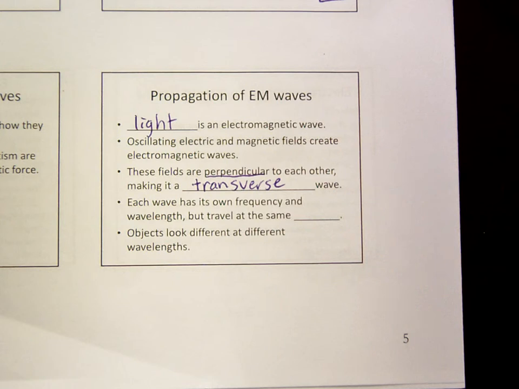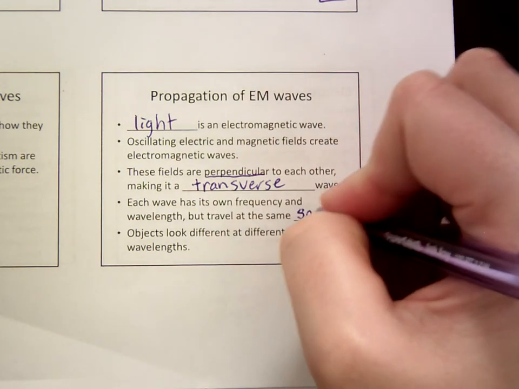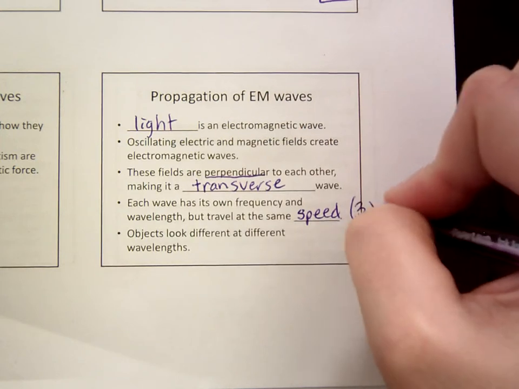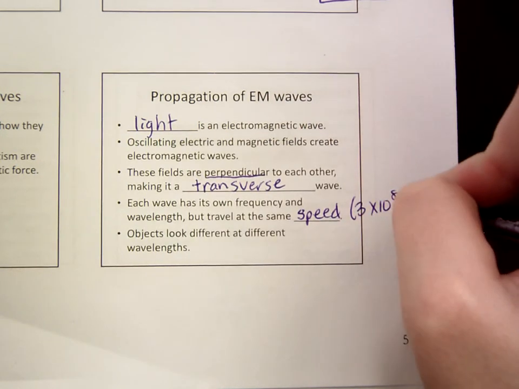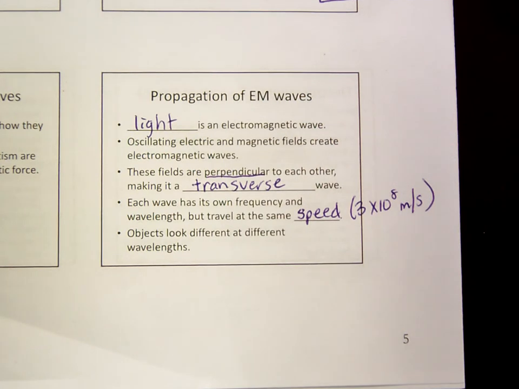Now, there are 7 types of electromagnetic waves: radio, microwave, infrared, visible light, ultraviolet, X-rays, and gamma rays. Each of these 7 types of waves has its own frequency and wavelength, but in a vacuum they all travel at the same speed. That speed, remember, is 3 times 10 to the 8th meters per second. Now, the only ones that we're able to see of those is visible light. Those are colors. ROY G. BIV, if you remember, red, orange, yellow, green, blue, indigo, violet.